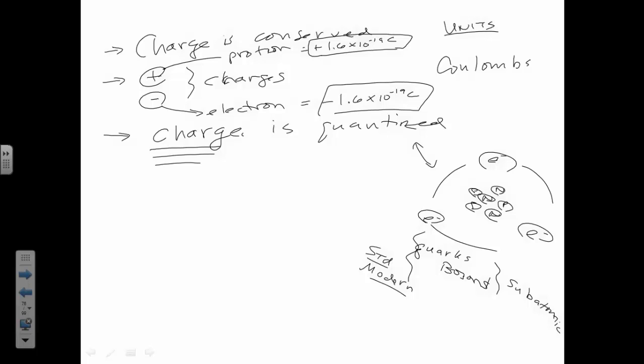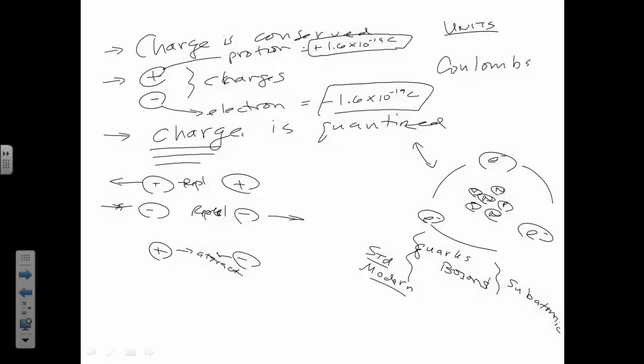So we've got these coulombs. Charge is conserved. We've got these things that are charges. We have positive and negative charges. Charges are quantized. We know that negative charges are going to repel, and opposite charges are going to attract. And we can take two positive charges here, and they're going to repel. So like charges repel, and unlike charges attract. Those are some key initial ideas.